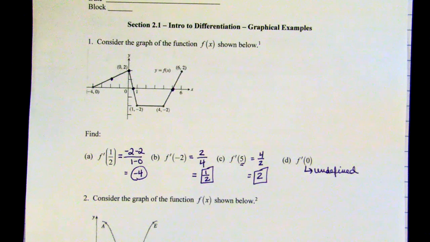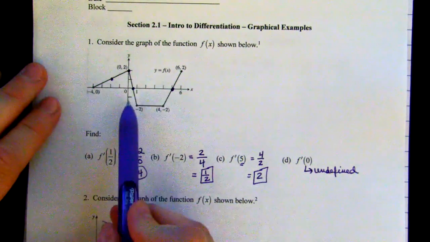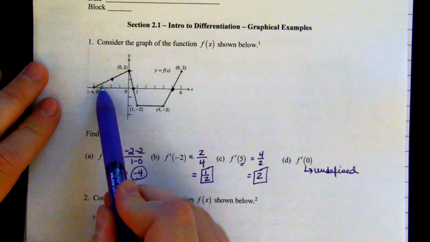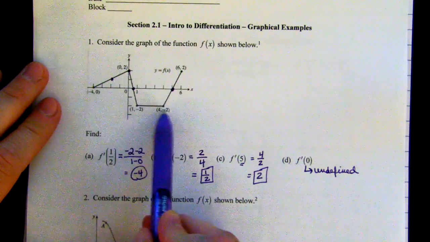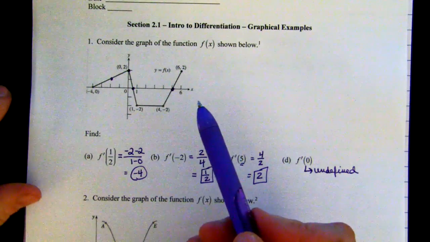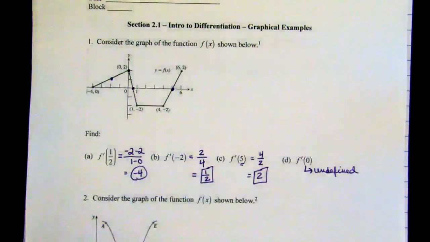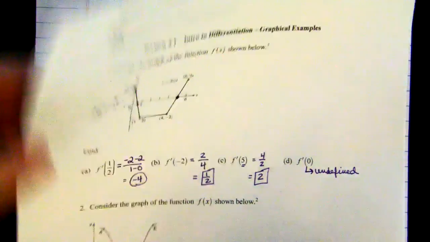So this is our basic idea. We're trying to find slopes, and it's not difficult when we want to find the slope on a piece of the function that's a line segment. If the function is a curve, it's a little bit more involved, and I think I need to give you a better definition of the derivative than just the slope of our function.